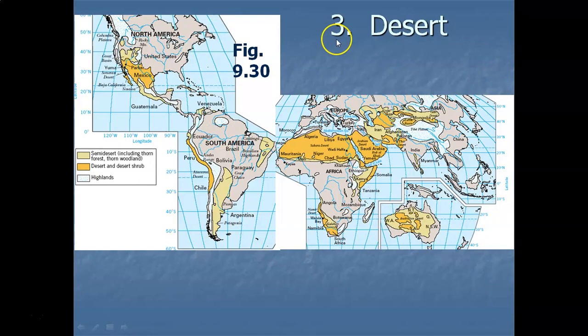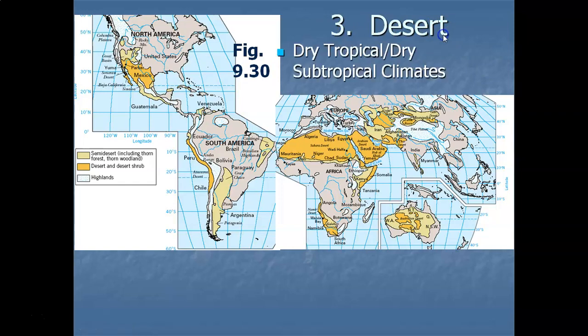All right, let's move on to the third one, the desert natural vegetation region. Now, this is going to match up with our subtropical high deserts, the dry tropical and dry subtropical climates. And so again, remember, this is where we finally got into the United States, the Southwest U.S. So you can see, here we are, with our dry climates, due to the subtropical high.